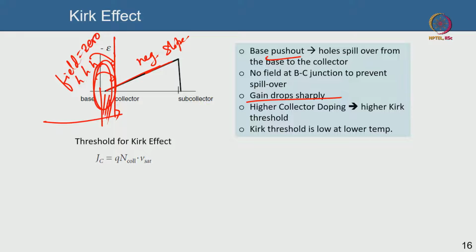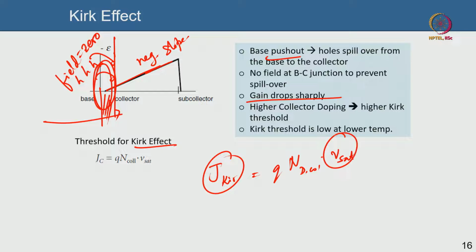To prevent this, essentially your threshold for Kirk effect, J Kirk, is Q times the collector doping times the saturation velocity. You want this quantity to be as large as possible. That means the onset of Kirk effect should be large. Saturation velocity we cannot change, because it's a material property. I mean, to some extent you can do it in a compound semiconductor, the gallium arsenide, gallium phosphide family. You have so many alloys, you can choose which material has a higher saturation velocity.